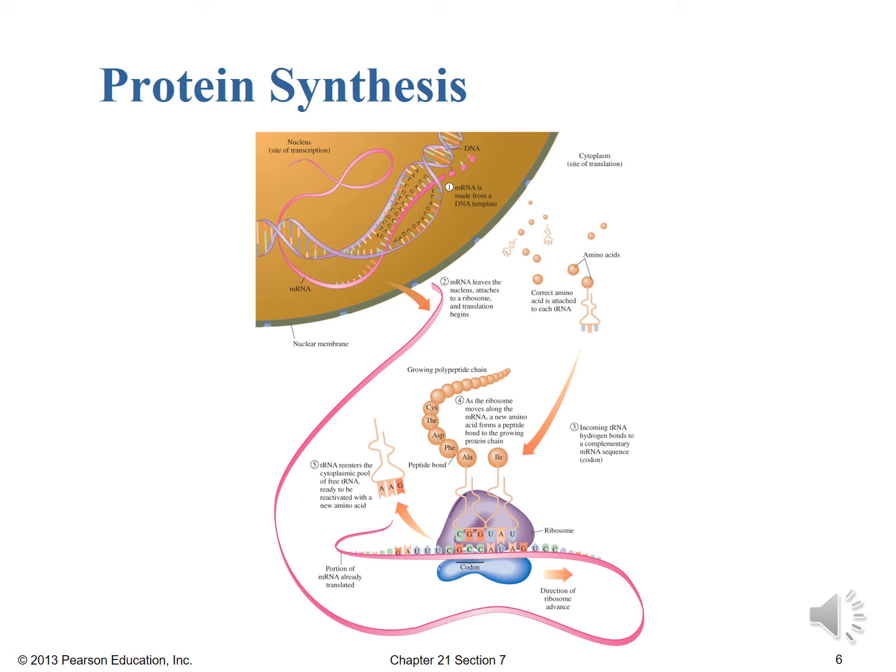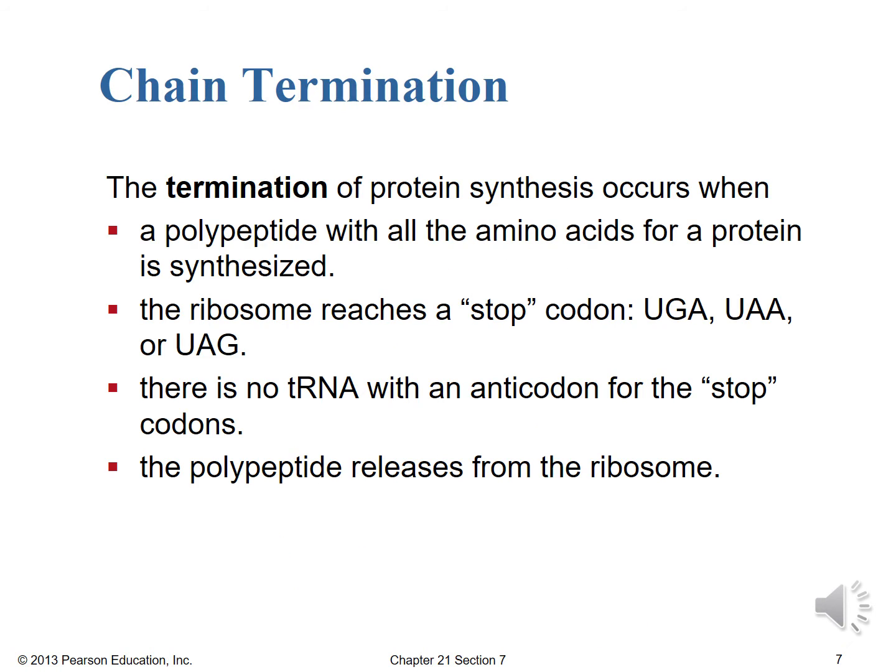in the direction of ribosome advance. Now everything comes to an end, so the termination of protein synthesis happens when we get a polypeptide with all the amino acids for a protein synthesized. We're ready to stop, so the ribosome reaches a stop codon, either UGA, UAA, or UAG. There is no more transfer RNA with an anticodon for the stop codon, so that's how the polypeptide releases from the ribosome. There's nothing else left to bring another amino acid through a transfer RNA. So the polypeptide releases, the ribosome is ready to do more work.